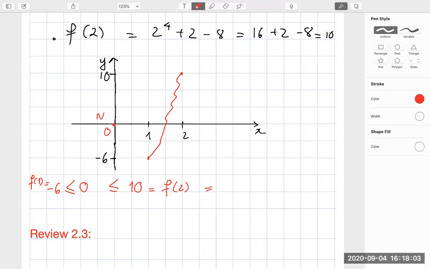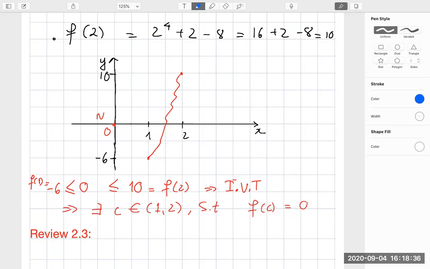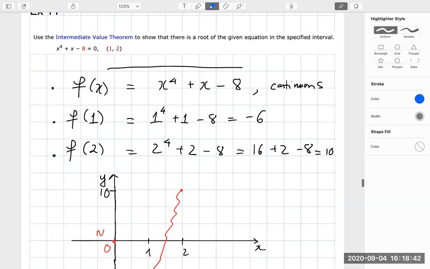So from the intermediate value theorem, we say that there exists a number c in this interval, in 1 and 2, such that f of c should be 0. It means that c is a root of this function. Therefore, we say that it has a root.